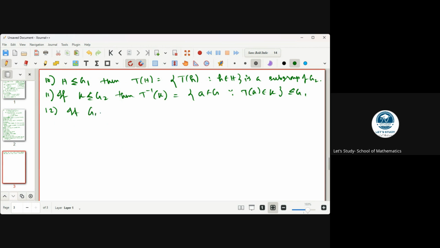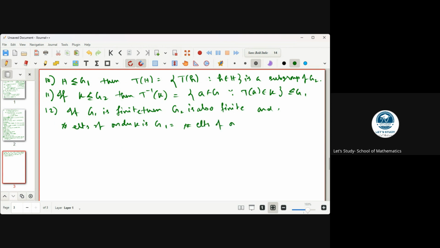If G1 is finite, then G2 is also finite, and the number of elements of order K in G1 equals the number of elements of order K in G2 for all K. So this is again very important.